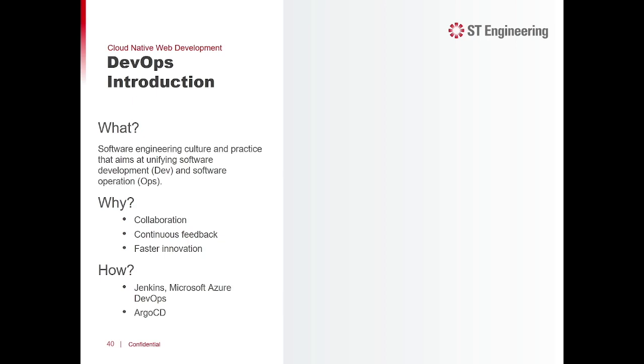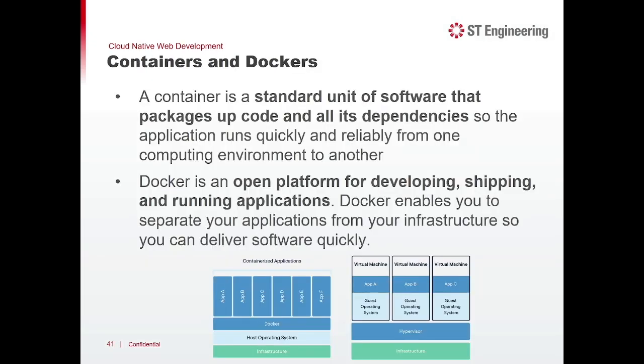Then how do we achieve DevOps? It's basically by using some tools out there. The famous ones are Jenkins, then Microsoft Azure DevOps, then you have Argo CD in the modern era. Argo CD is another very interesting tool, especially when you want to support Kubernetes for your application. Okay, next we talk about containers and Docker.